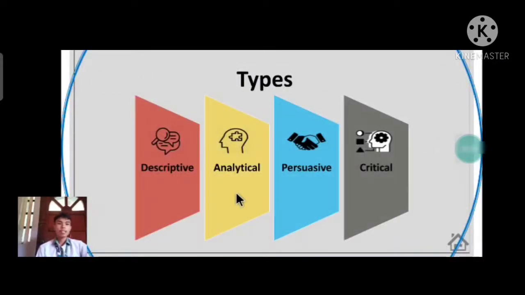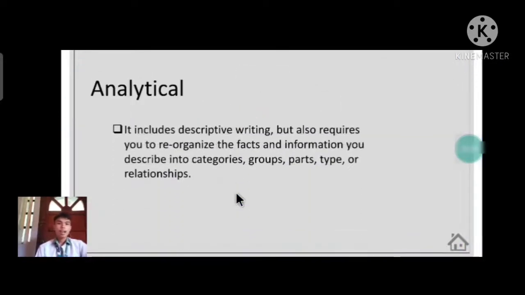The next one is analytical. Analytical includes descriptive writing, but also requires you to reorganize the facts and information you describe into categories, groups, parts, types, or relationships. This is just like descriptive writing. The only difference here is you need to reorganize the facts and information.